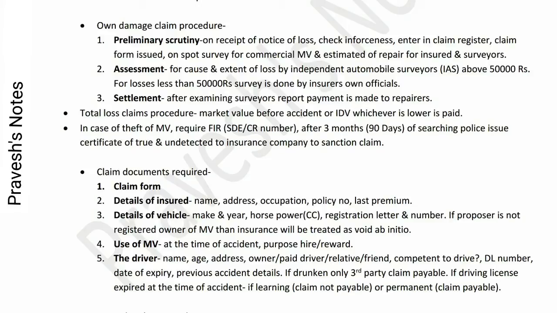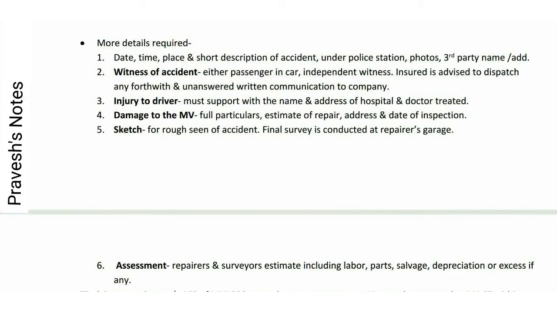Fifth, the driver details like name, age, address, owner or paid driver or relative or friend, is competent to drive, driving license number, date of expiry, and previous accident details. If drunken, only third-party claim will be payable. If driving license expired at the time of accident in learning, claim is not payable, or in case of permanent license, claim payable. More details required for claim settlement are: first, date, time, place and short description of accident.